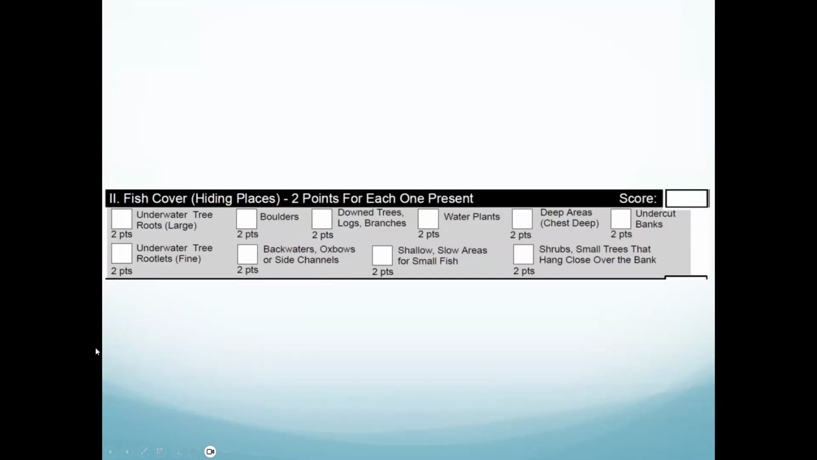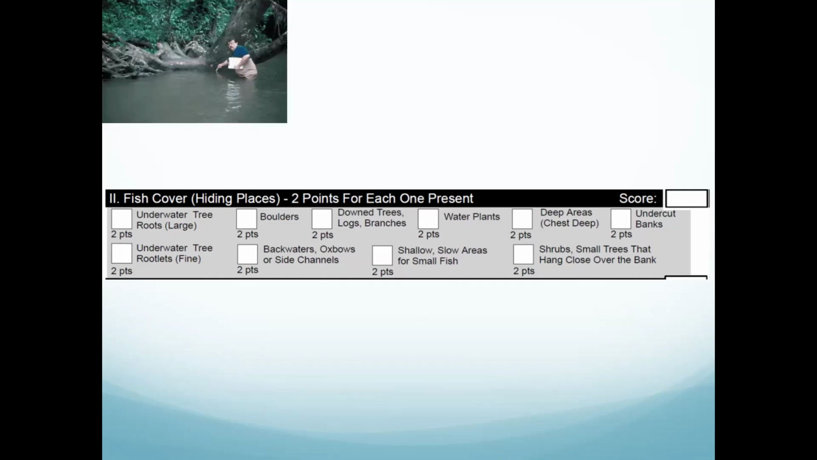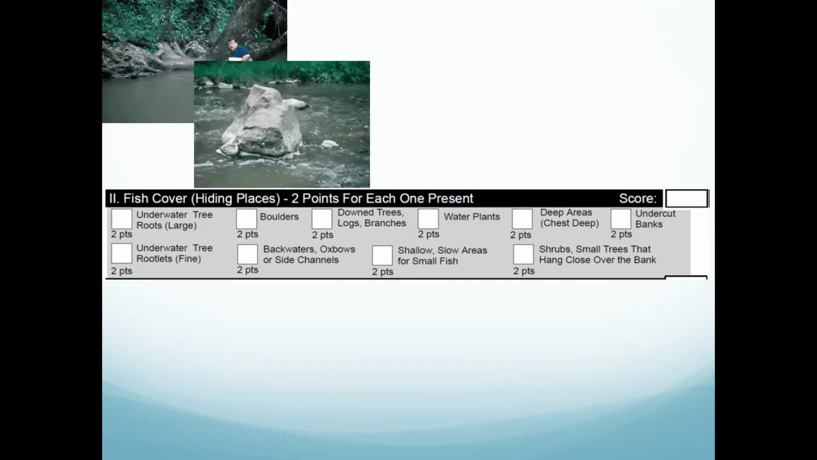Get the gist of that. So fish cover, these are the hiding places present. And with this, you check all that are present. So we have underwater tree roots. These are like the large ones.